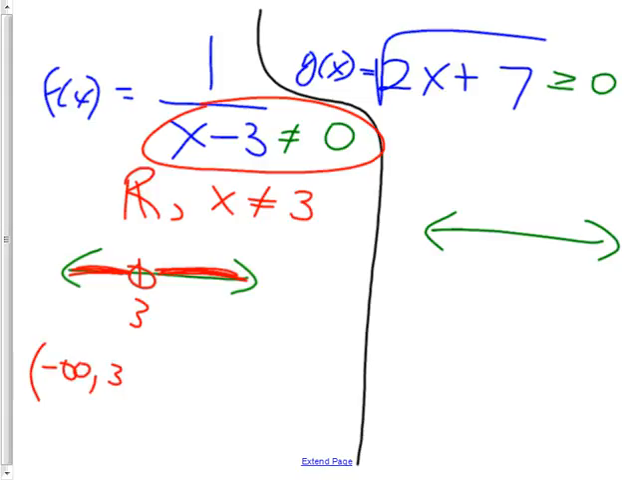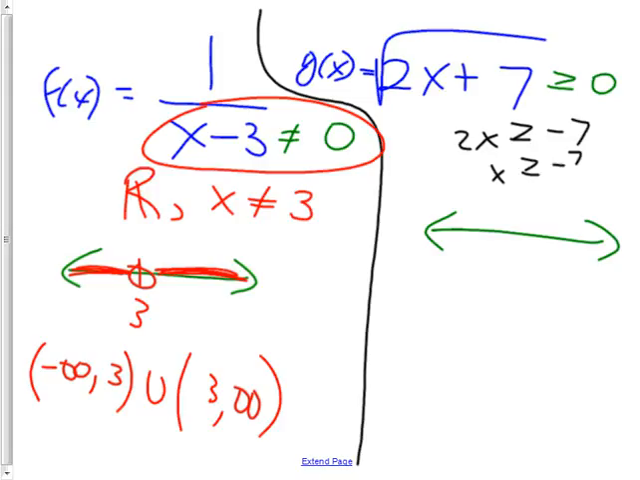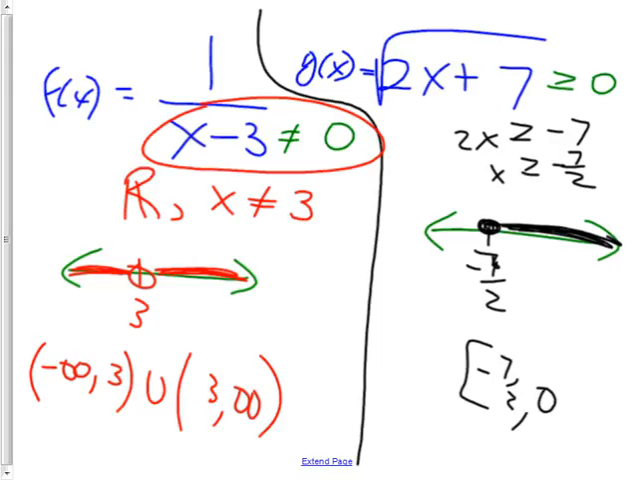Negative infinity up to 3, union with 3 to infinity. Raise your hand if you had the same thing on that part. Okay, that's called interval notation. Be good at it. Next kind. I set this greater than or equal to 0, subtracting 7, 2x greater than or equal to negative 7, x greater than or equal to negative 7 halves. So now what? If I put negative 7 halves, and then I say it can be that, and then it could be bigger than that. There we go. And then if you want interval notation for that, you would say bracket negative 7 halves to infinity like that. Any questions about that one?